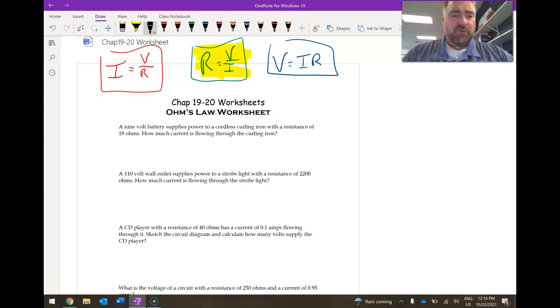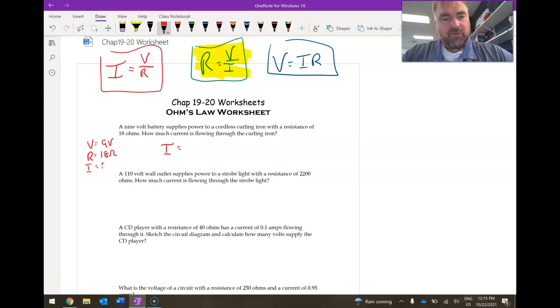All right, if we look at the first one, it says a 9-volt battery supplies power to a cordless curling iron with a resistance of 18 ohms. How much current's flowing through? So again, we will guess. We know that our voltage is equal to 9 volts. Remember, this is the one thing in physics that actually makes sense. Voltage is measured in volts. Our resistance is equal to 18 ohms, and we're looking for current. So I'm going to use I equals V over R. I'm going to take my voltage of 9 volts, divide that by my 18 ohms, and get a whopping 0.5 amps.